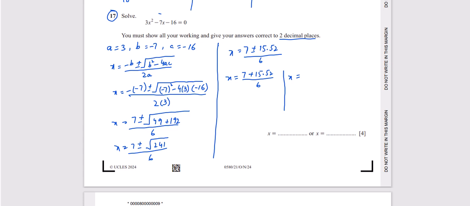x is equal to 7 minus 15.52 divided by 6. So x is equal to, calculating these values, divided by 6, we get 3.75, and also calculating these values, we get x is equal to minus 1.42. So x is 3.75 and x is minus 1.42.